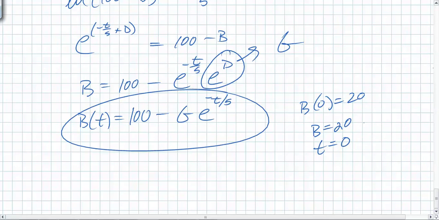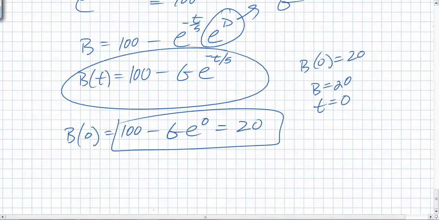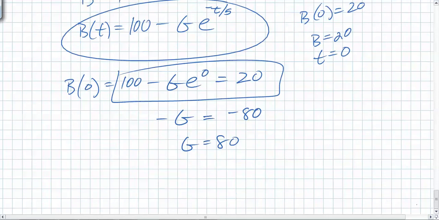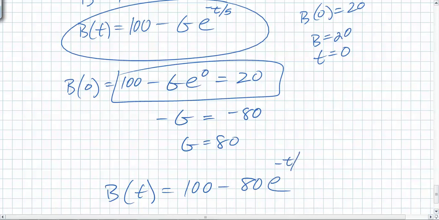Does plugging in 0 for t help us out? Yeah. So we know b of 0 is equal to 100 minus g times e to the 0. What do we know that has to equal? 20. Can we solve now? What's e to the 0? 1. So we have negative g is equal to negative 80. So what does g equal? 80. Now are we done? Yeah. b of t is equal to 100 minus 80 times e to the t.